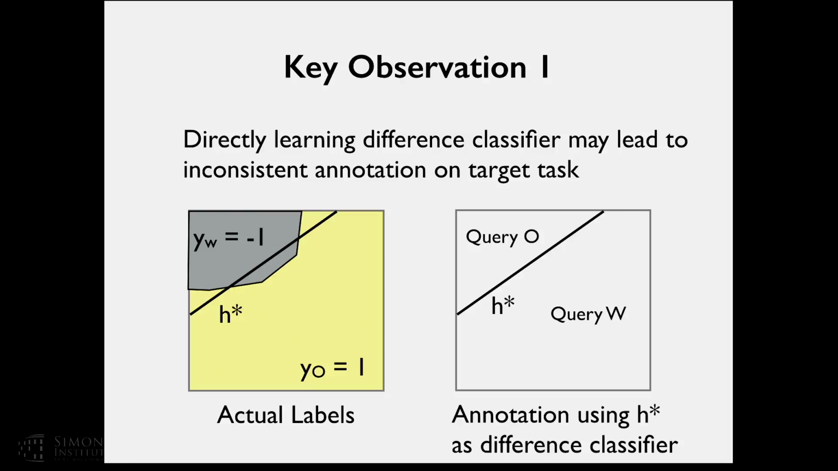So here you're going to query O. Here you're going to query W. What is the annotation that you're going to get? Well, if you do this strategy, if you query O and W here, this is the annotation you will get, which is not O's annotation. And so as a result, if you use this annotation to train your final classifier, it won't really be O's labeling function. So your final classifier will be statistically inconsistent.